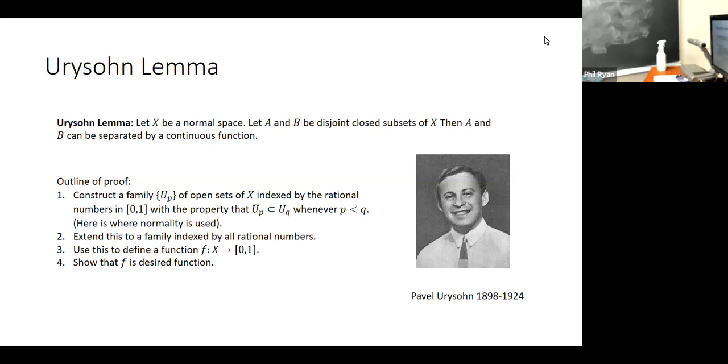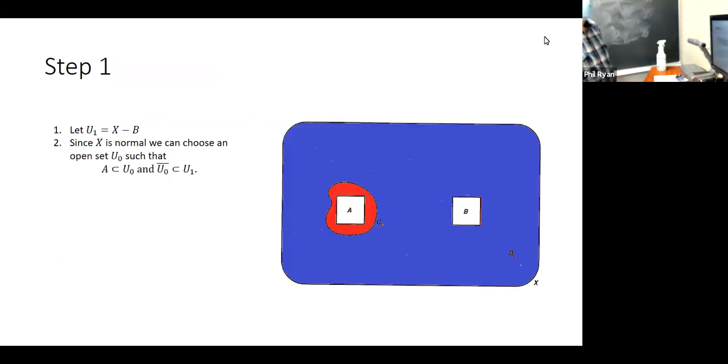Then it's very straightforward. After we do step one, we extend this to a family indexed by all rational numbers, use that to define the function that we need, and then show that f is the desired function. So all this is pretty straightforward. It's number one which is really the special thing here, and this is the really bright idea.